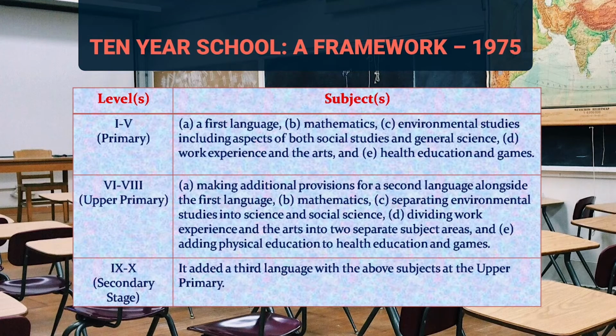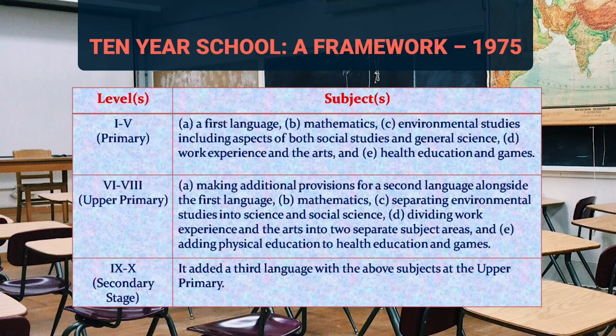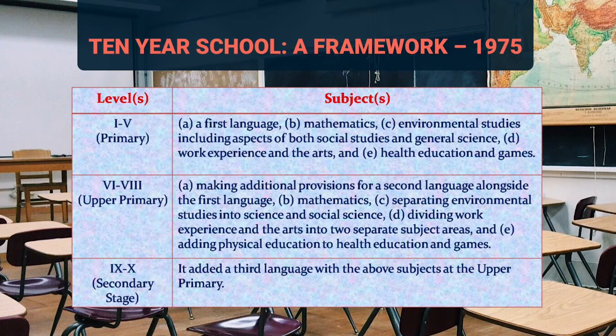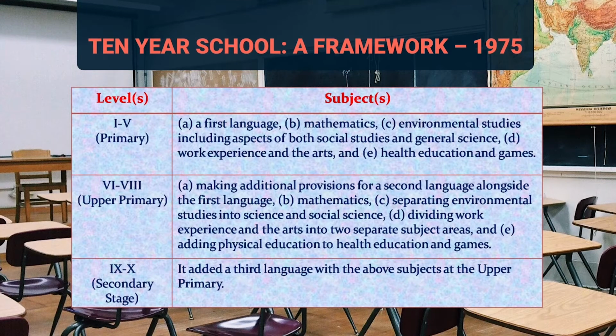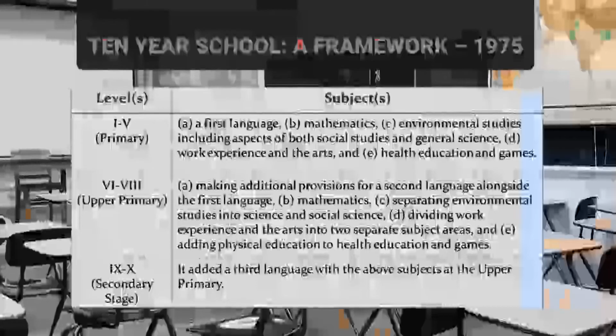And at the secondary stage, you will find that it added a third language to the above subjects of the upper primary stage. That means all the subjects included at the upper primary stage were retained, and further a third language was added. That means at the secondary stage the learners were studying 3 languages, okay, but at the upper primary stage they were studying 2 languages, and at the primary stage they were studying 1 language. So, this is as per the first curriculum framework that was developed by NCERT in 1975.